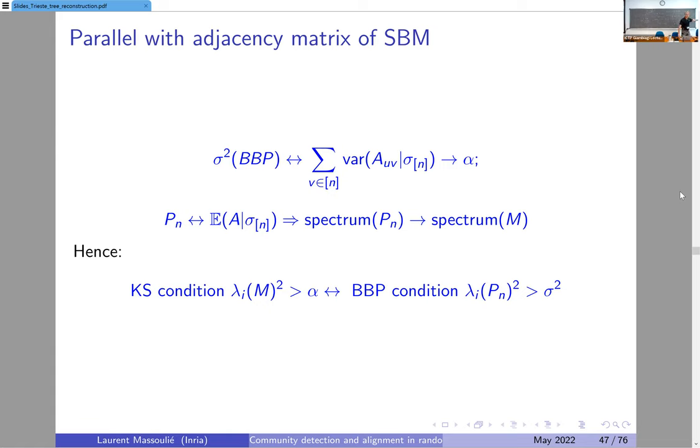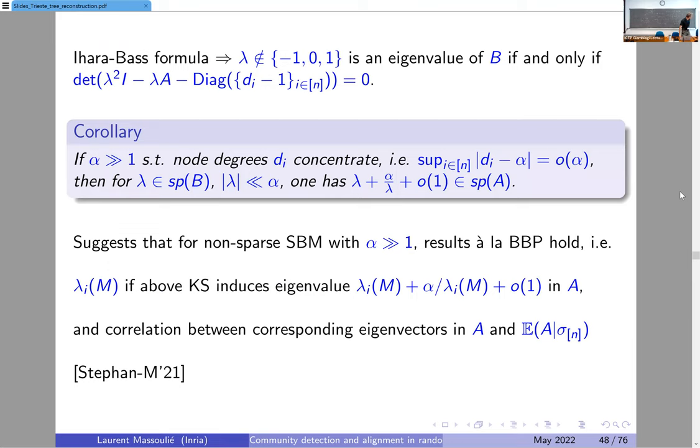Okay, so that gives you a formal correspondence. And actually, we can push that a bit further using the Ihara-Bass formula. I guess you have also seen how the eigenvalues of the low-rank matrix Pn get transformed when you add the noise matrix, the Wigner matrix. So lambda gets transformed to lambda plus sigma squared over lambda. We can retrieve that as well.